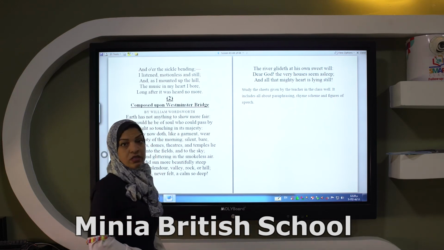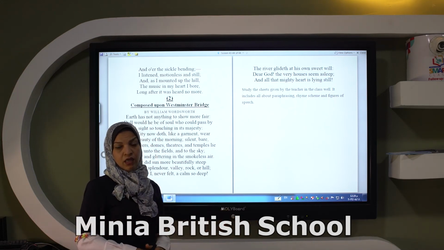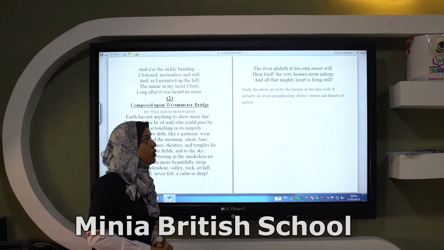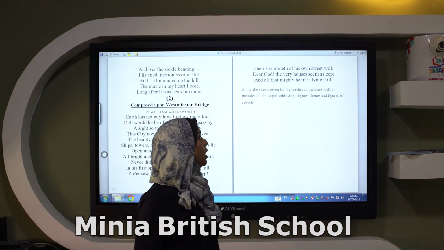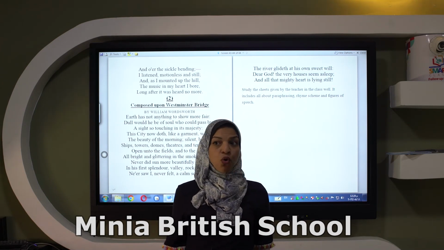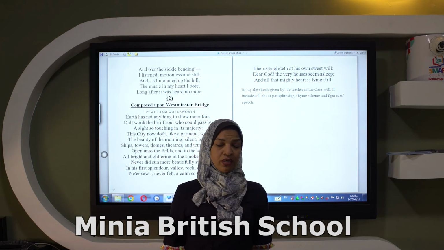The very houses seem asleep. Still, we are going through another personification in which the poet tried to personify the houses as a person who seems asleep or who could sleep.